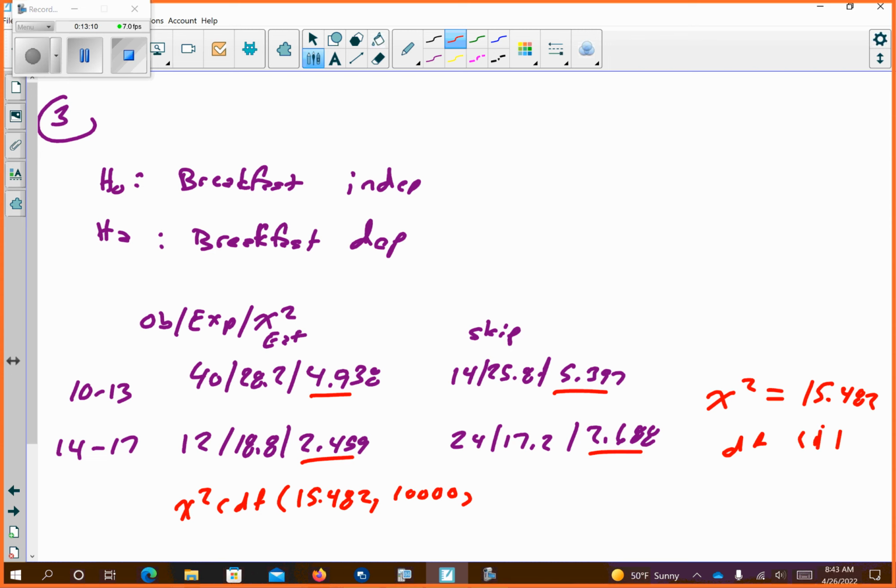Why is my computer lagging so much? Oh my gosh. So that's 1. Oh my gosh, what is going on with my computer? It's like updating or something.